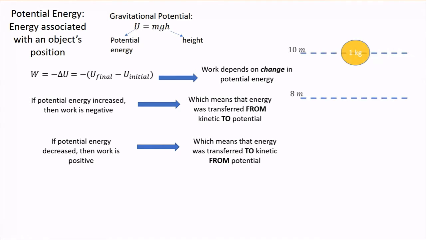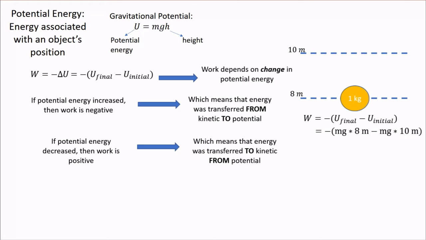So as a quick example, if a ball falls from a height of 10 meters to the height of 8 meters, we can calculate the work done with this formula. Plugging values in, we get this equation, which results in positive 20 joules. Again, this means that 20 joules of energy was transferred from the potential to the kinetic energy.